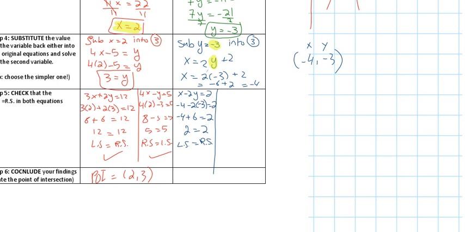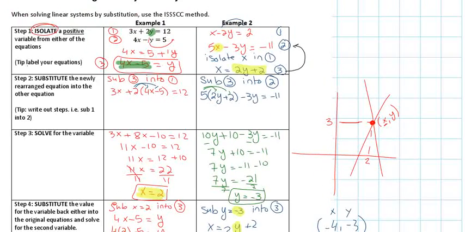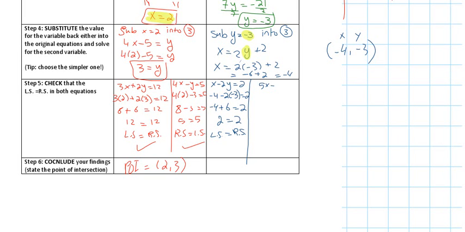Now I'm going to have to do the same thing with the second equation. So what's my second equation? My second equation is 5x minus y equals -11. I plug in -4 for x and -3 for y. Five times -4, that's -20. And -3 times -3 is +9. -20 plus 9, that is actually -11. So as you can see, my left side is equal to the right side. So that confirms that my point of intersection is -4, -3.